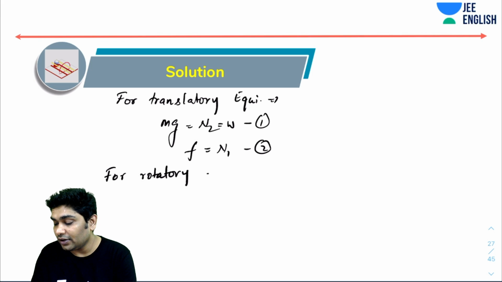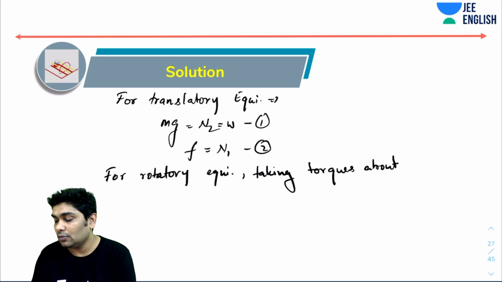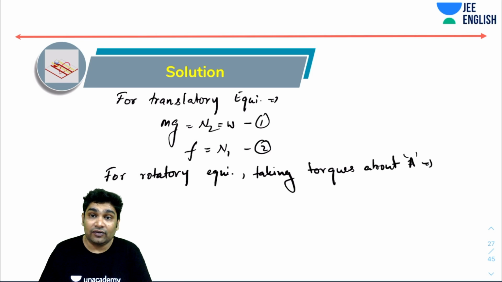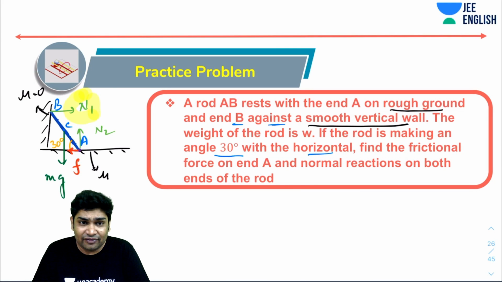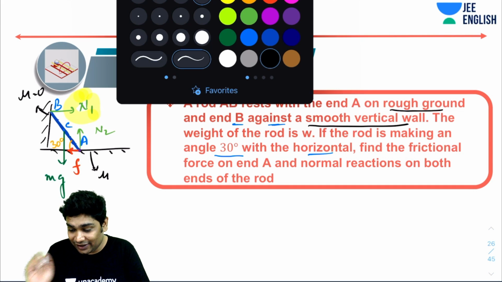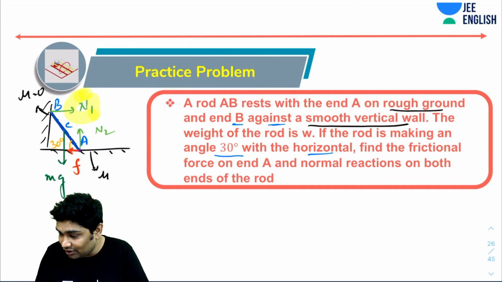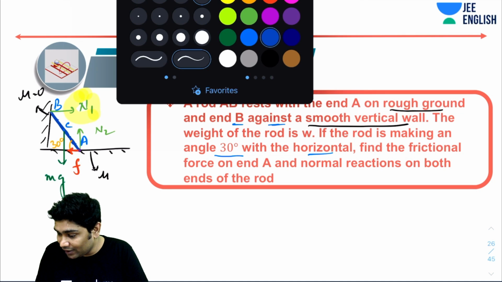For rotatory equilibrium, taking torques about A. Let's see what that will give us. So I will have a torque by mg. Again, what is the perpendicular distance? So remember this trick to quickly write your torques. Always go for the perpendicular distance.